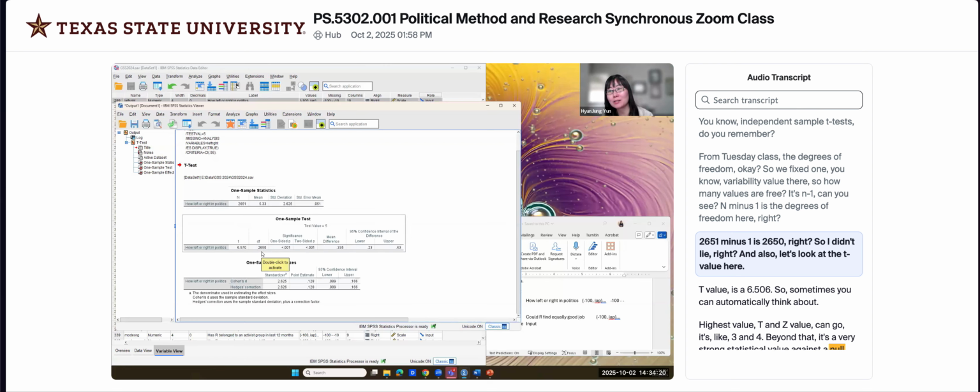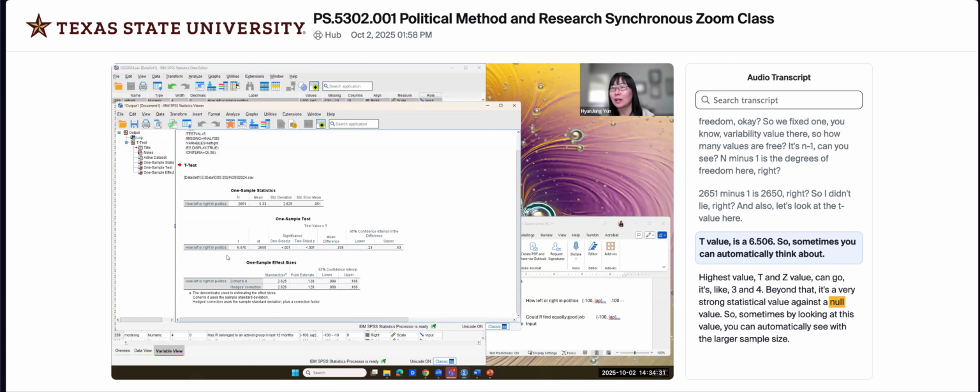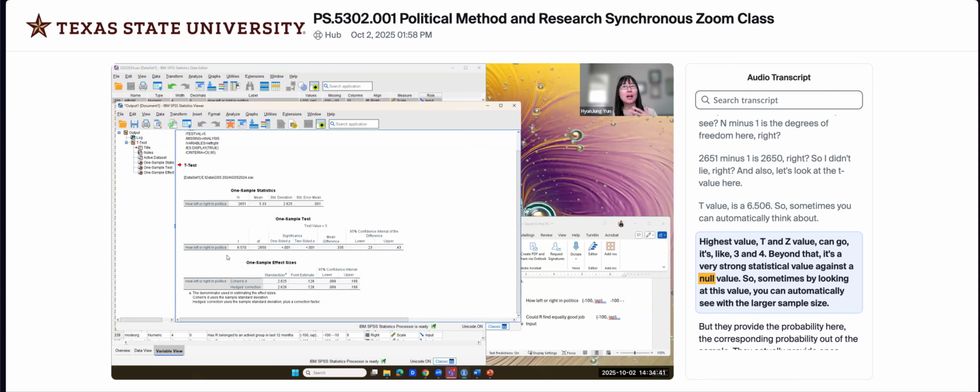2,651 minus 1 is 2,650, right? So I didn't lie. And so let's look at the t-value here. The t-value is 6.56. Sometimes you can automatically think about the highest value t and z can go is like 3 or 4. Beyond that, it's a very strong statistical value against the null value.